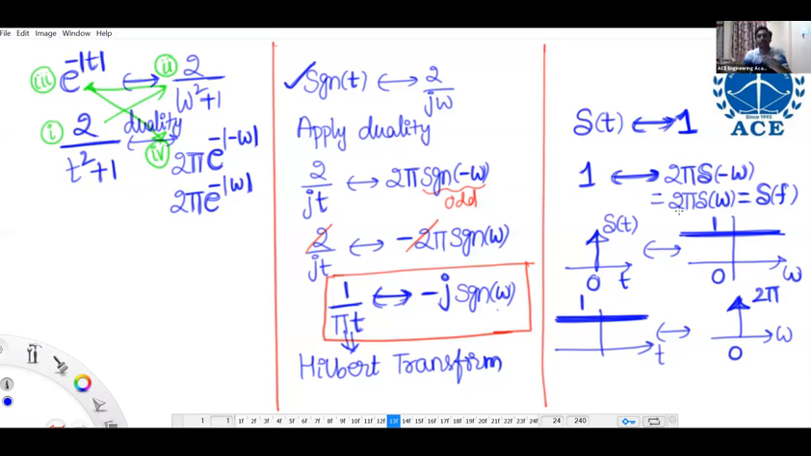Impulse in one domain becomes constant in the other domain.